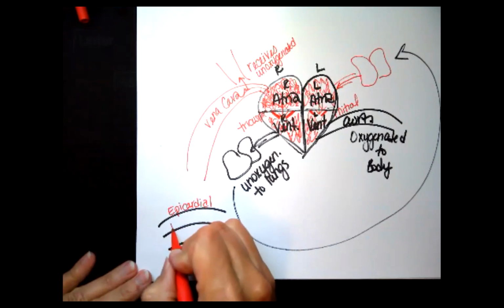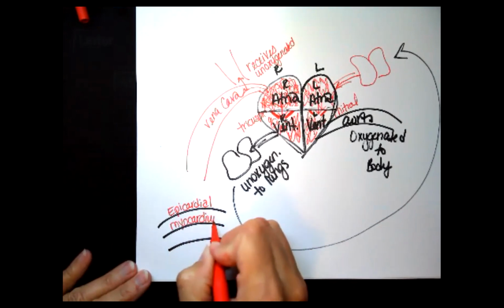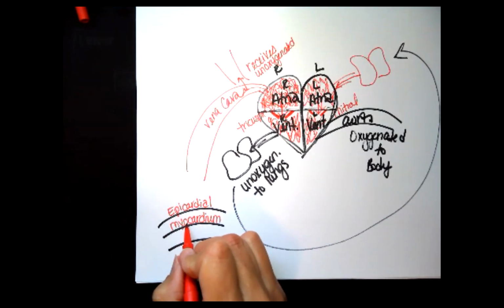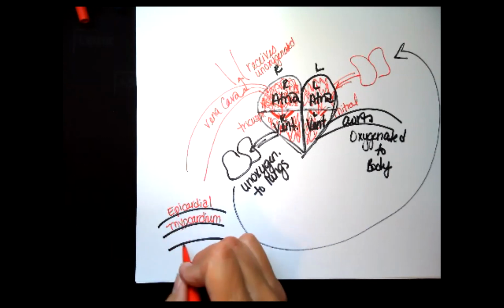The middle is the myocardial, or myocardium, and that's the muscle that actually does the contracting. So we have to keep this. This is the most important part of the layers, because this is the muscle that makes the contractions happen and maintains a cardiac output.